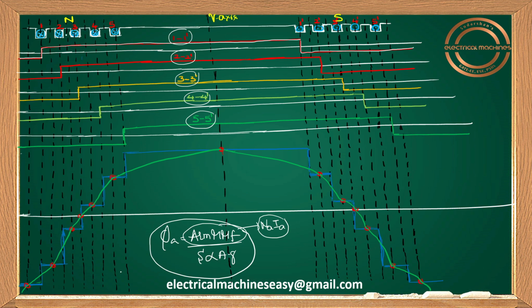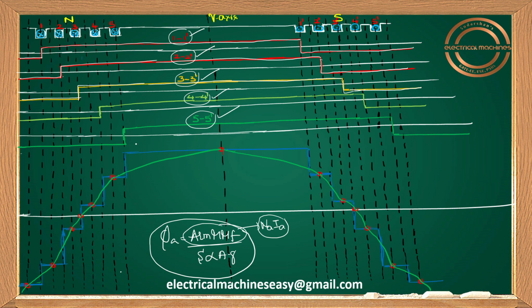Similarly, if you want the armature MMF of 2 dash, it will start from 2 and go up to 2 dash, and your waveform will be like this. Similarly, for 3 dash, it will start from 3 and go up to 3 dash. Yes, this becomes the armature MMF of 3 dash. Similarly, you can draw from 4 to 4 dash, from 5 to 5 dash. This becomes the armature MMF of 1 dash coil, 2 dash coil, 3 dash coil, 4 dash coil, 5 dash coil.